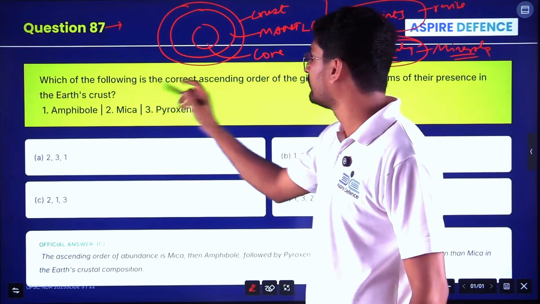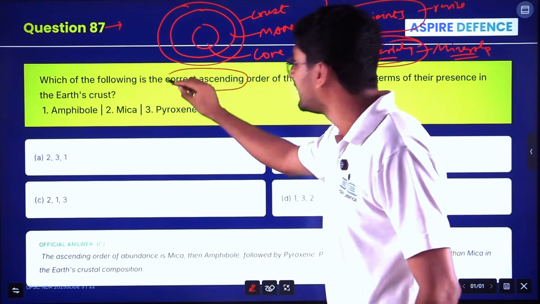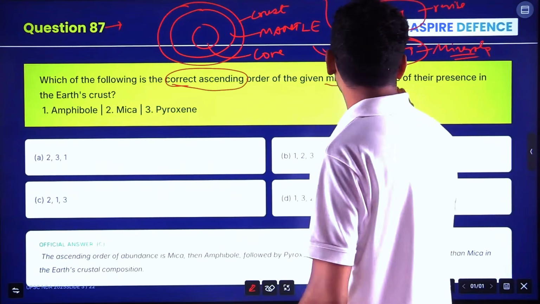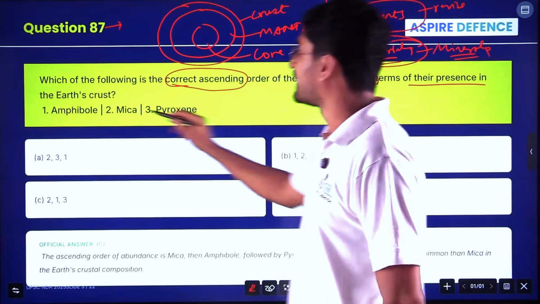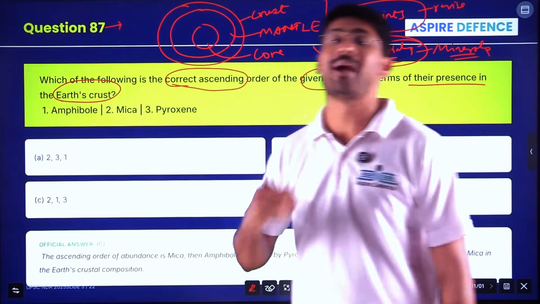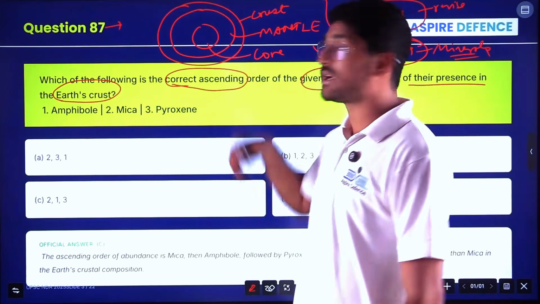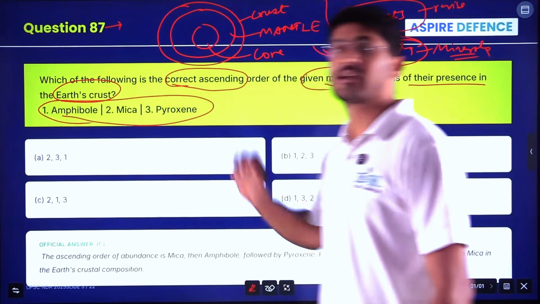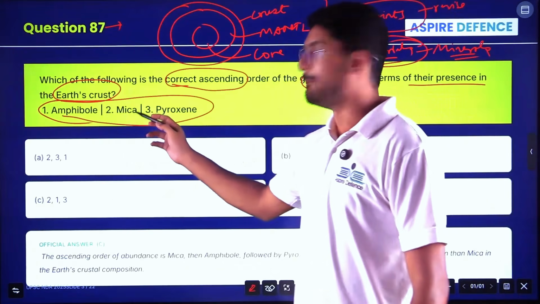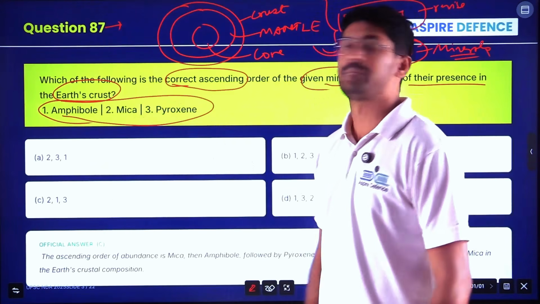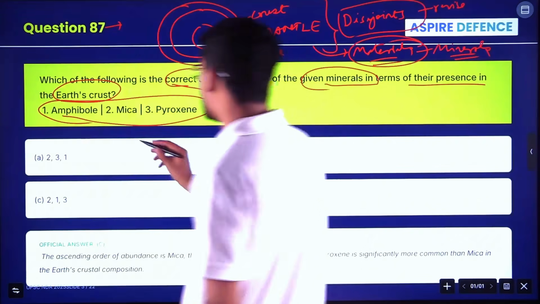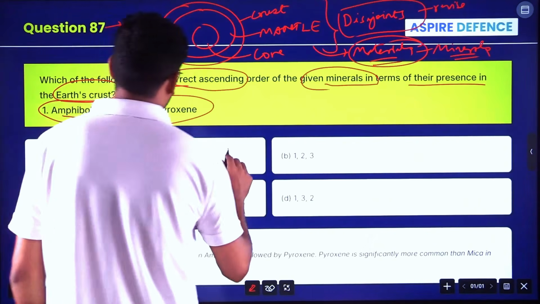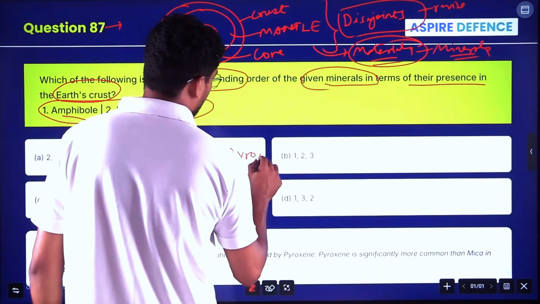So now we will see the question. Which of the following is the correct ascending order, that means from lower to higher percentage of the given minerals in terms of presence in the earth crust? See, in the earth mantle it might be different, in the earth core it might be different. So we'll see here in the earth crust. Amphibole, mica, pyroxene. Here mica is the least and pyroxene is the highest.